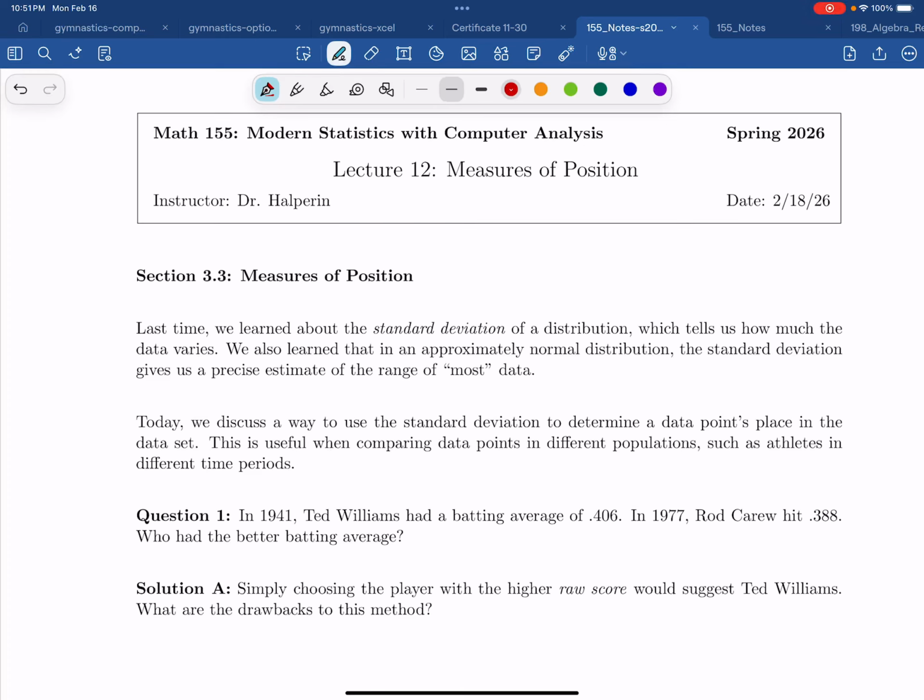Let's learn section 3.3, measures of position. Now that we've learned measures of center, mean, median, mode, and measures of spread, standard deviation, variance, let's combine them so that we can properly assess where a data point is in relation to the others.